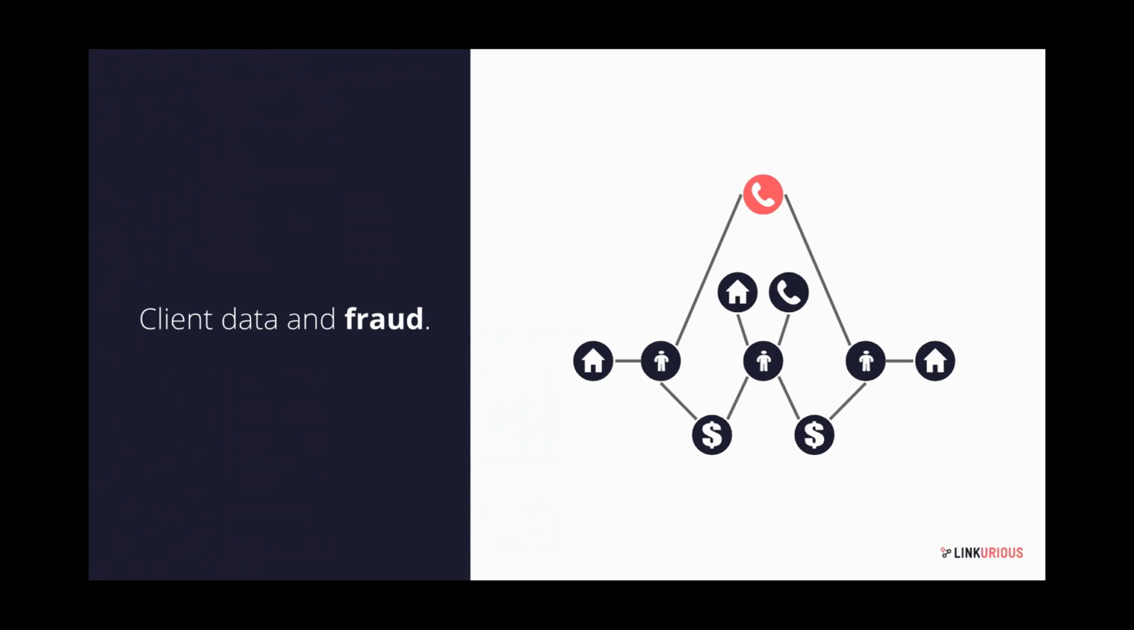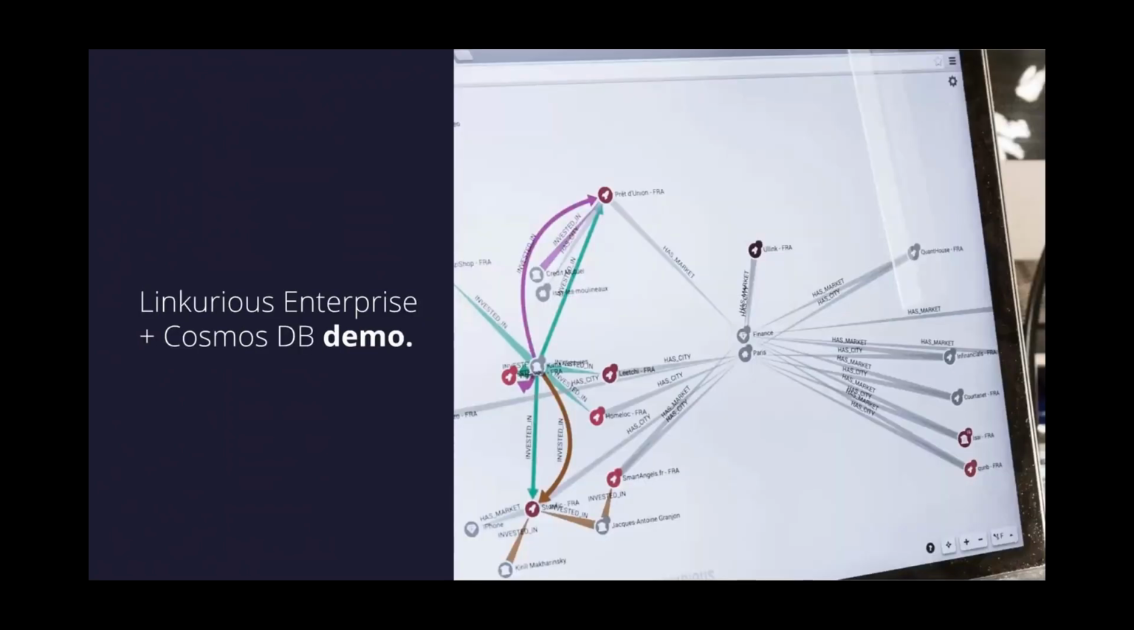So we just ran through 3 concrete examples of applying the graph approach to reveal hidden insights in your data. Now, what I would like to do is to give you a concrete demo of using Linkurious Enterprise and Cosmos DB to find hidden insights in graph data.